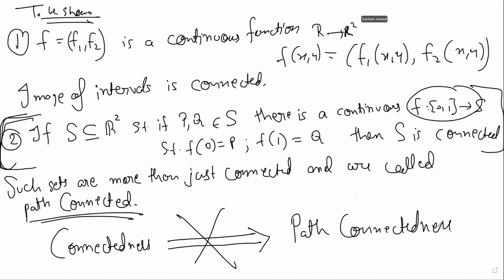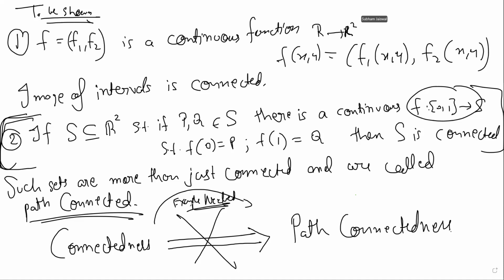Sets of type S. But I'm saying that connectedness is a much more general thing. There may be sets which are connected, but they are not path connected. There may be, but one needs to give an example. Example is needed here. Unless I give an example, this statement is not true, that connectedness does not imply path connectedness. So we will give an example of a set which is connected, but it is not path connected.